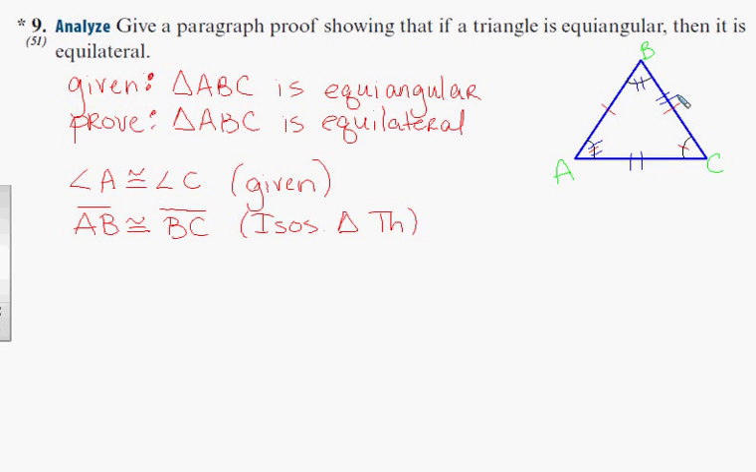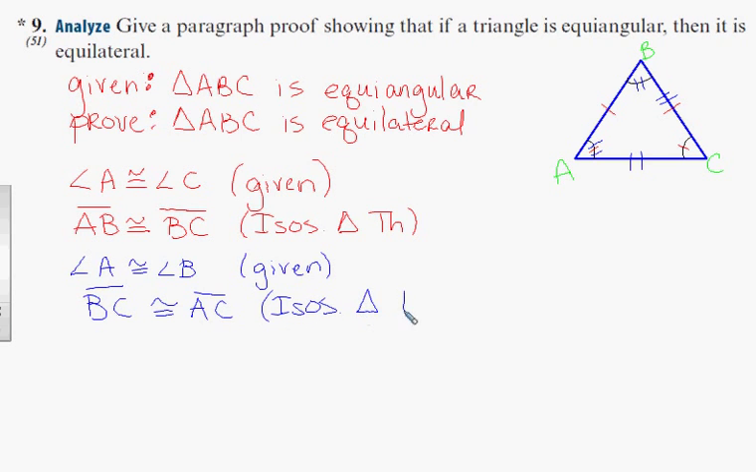All right, so we know that angle A is congruent to angle B because it was given to us. We also know that now BC is congruent to side AC for the same reason, the isosceles triangle theorem.